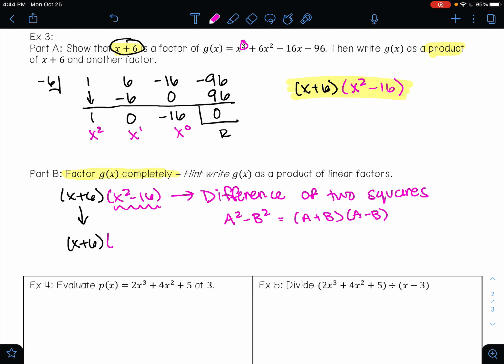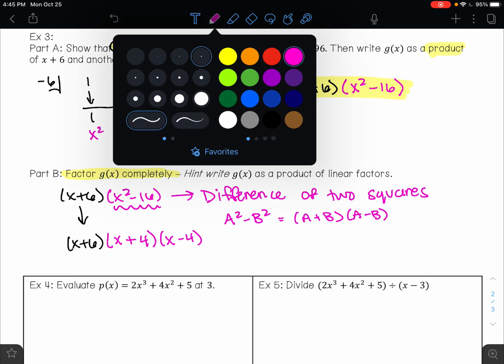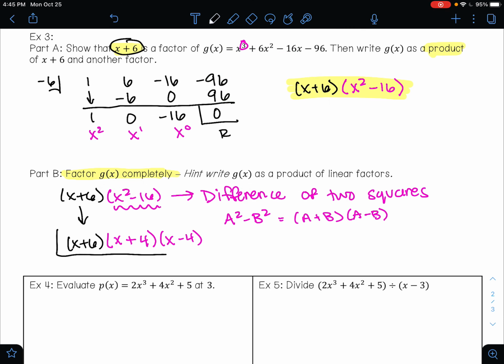Here, what's being squared in this first term? Well, x. What's being squared in the second term? 4. So x squared minus 16 factors to x plus 4 times x minus 4. This is now factored completely. Remember, linear factors means that your highest exponent is 1, and that is how you know that you are 100% done with factoring. This is our answer.